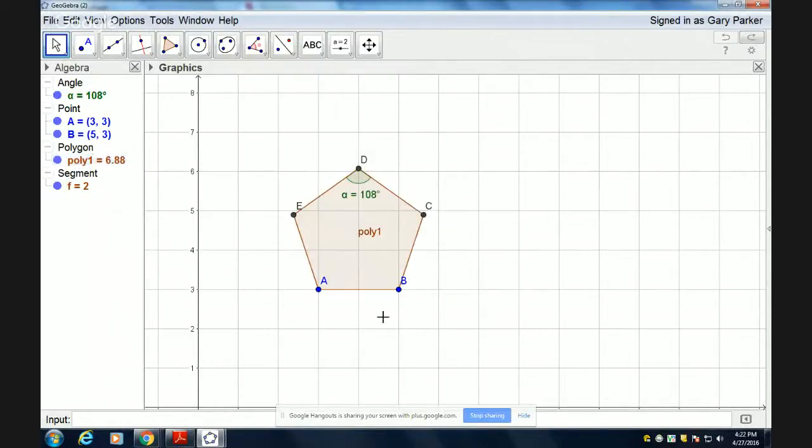Okay. So here I have a 108 degree angle. Now I made this to be regular, so every angle is going to be 108. Now, a reminder about terminology. Something is called an edge if it connects two adjacent vertices, right? So DE would be called an edge.